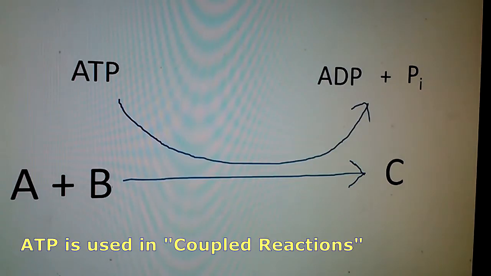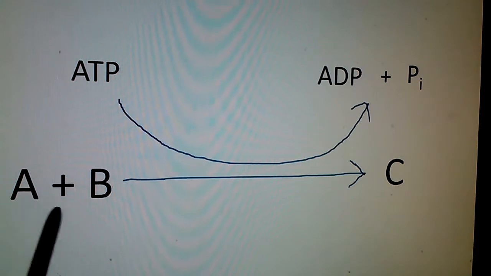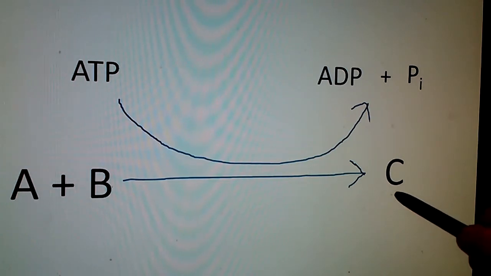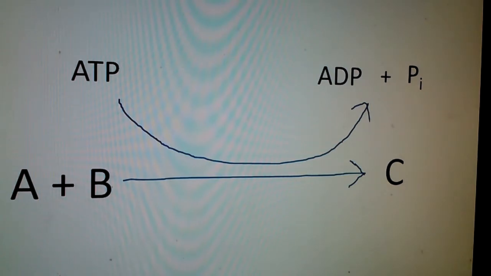The way that ATP is used in cells is called coupled reactions. I'm showing just a generic hypothetical example here, but there are lots of real examples in the body. Here we're taking A and B, and we're using those two reactants to form a single product called C. And if this reaction takes energy, ATP is the coupled reaction that goes along with it.